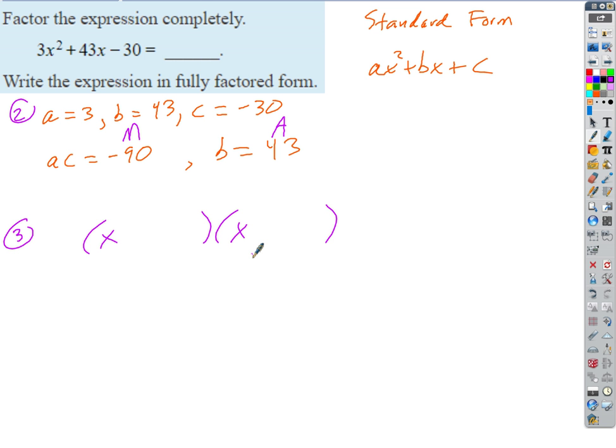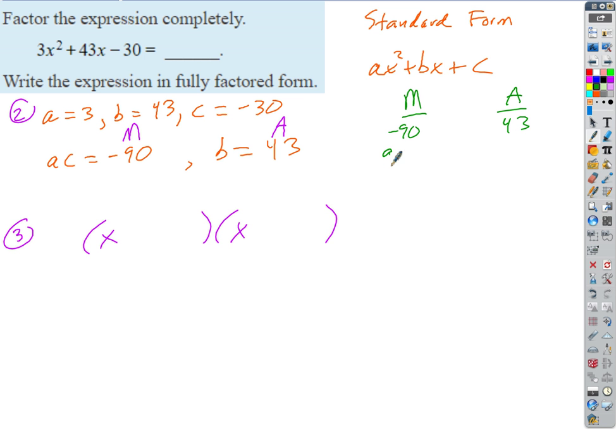So let's think about this in terms of maybe a factor tree. So we'll have numbers that multiply to negative 90 and add to 43, okay? So we know the positive one is going to be the bigger of the two. Let's just start by making a list of factors of negative 90 where the positive one is bigger. And let's start with the extremes. And I want you to see a pattern here because it's very helpful. So I'll start you off.